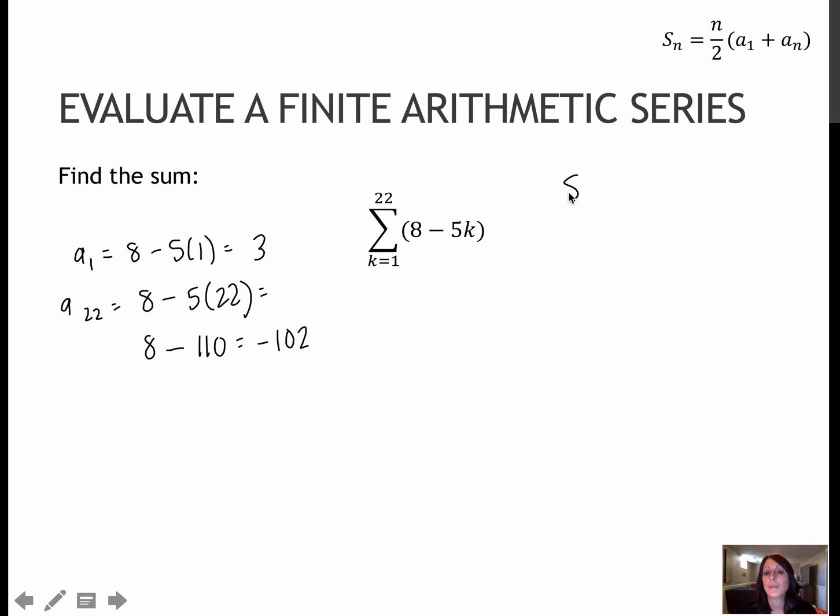To find the sum, I've got 22 over 2, and then 3 plus negative 102. 22 over 2 reduces to 11. 3 plus negative 102 gives me, whoops, that's multiplication, not addition or subtraction. That gives me negative 99. And then I'll multiply those two together. And that gives me negative 1,089. So that's the sum of those terms.